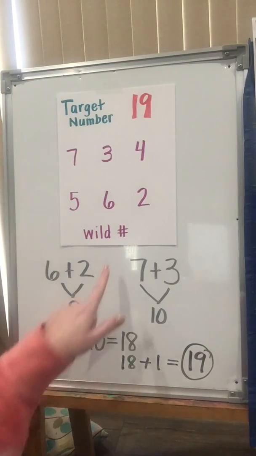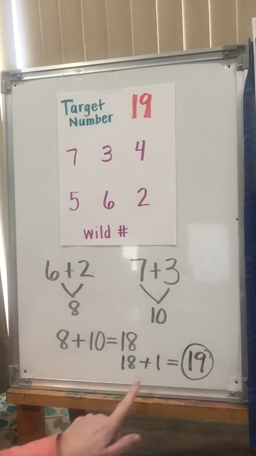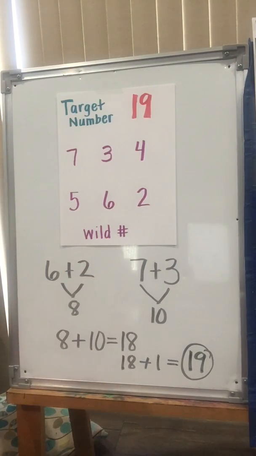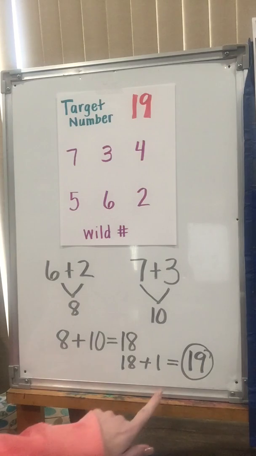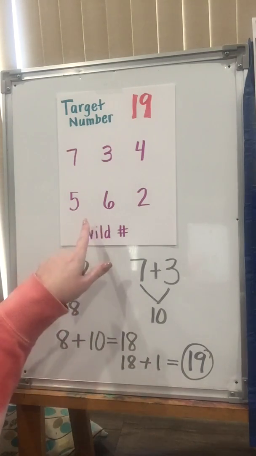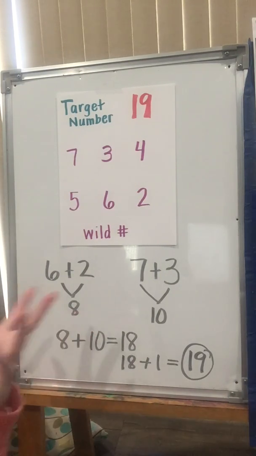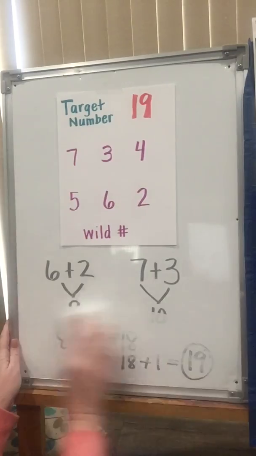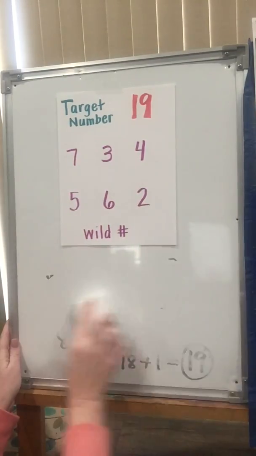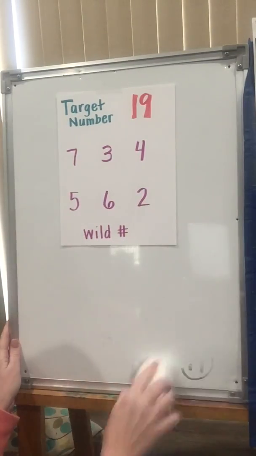And so when you're making the number 19 today, you can only use the wild number one time. So you wouldn't be able to use say the number 1 and the number 8. Again, you can only choose one wild number to make your target number. So I would encourage you guys to try this at home. You can Seesaw this to me if you want to. But again, ways to make that target number of 19 would be really good practice for you guys today.